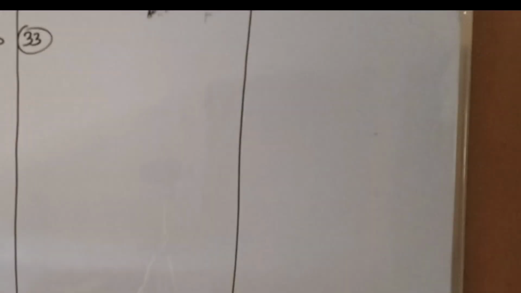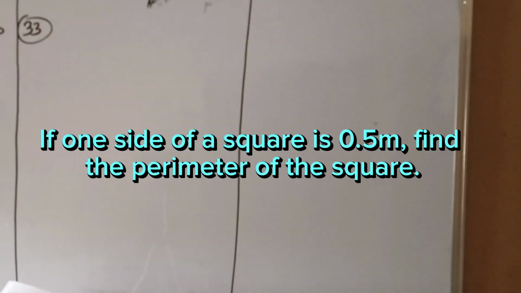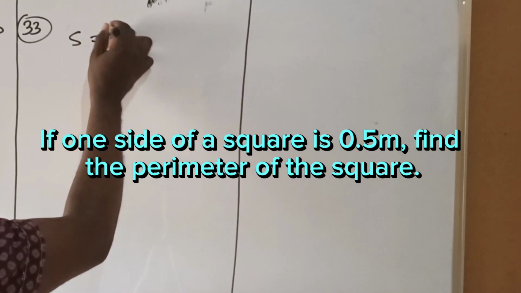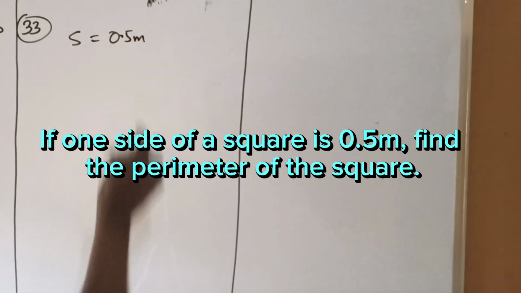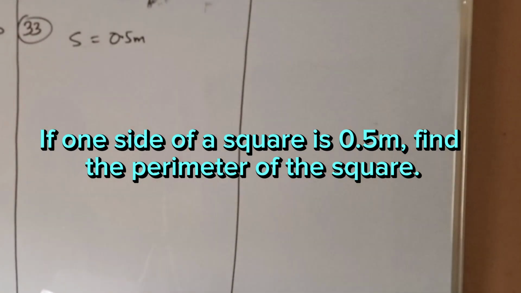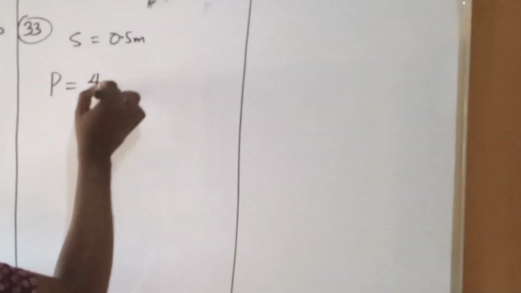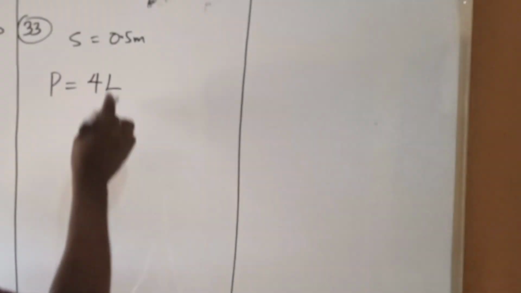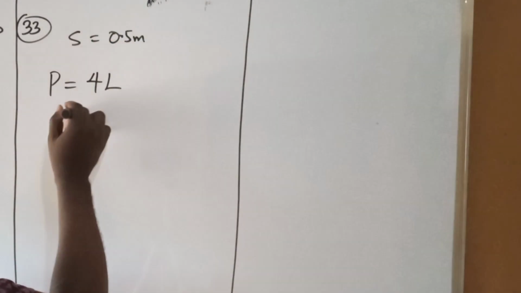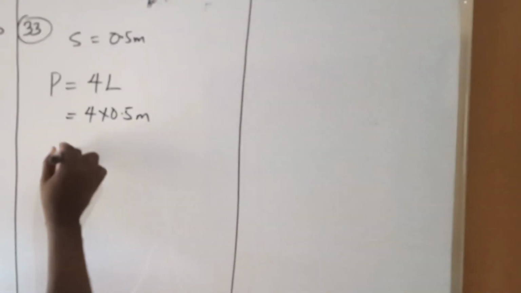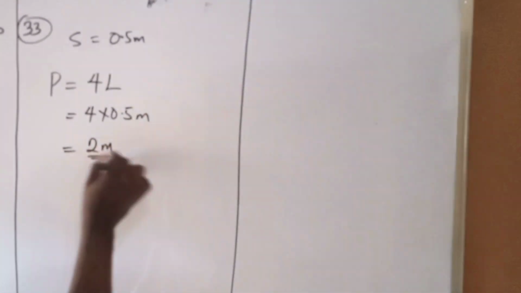Question number 33 now. The question is, if one side of a square is 0.5 meters, find the perimeter of the square. So perimeter of a square is 4L. We are given the length of sides to be 0.5 meters. That means 4 multiplied by 0.5 meters. So in that case, we have 2 meters.